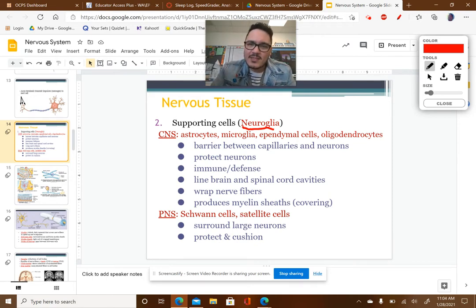Now, we don't need to know all of these, but the ones that we're going to pay attention to are oligodendrocytes and Schwann cells. Those are the ones that we're going to spend more time with. You'll see them on the next slide, but let's talk about these others as far as what they do, in no particular order. Astrocytes, microglia, ependymal cells, and oligodendrocytes produce a barrier between the capillaries and neurons, protect the neurons, provide some sort of immunity, line the brain and spinal cord cavities, wrap the nerve fibers, and most importantly, especially the oligodendrocytes, produce myelin sheath, which we'll talk about in just a bit. Schwann cells help, and satellite cells surround large neurons and offer protection and cushioning.